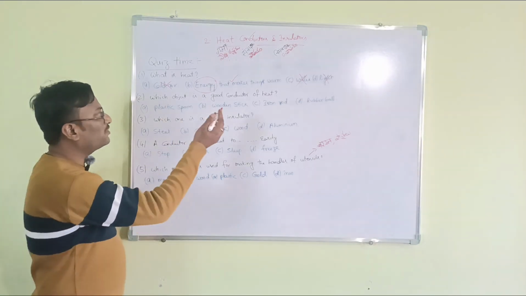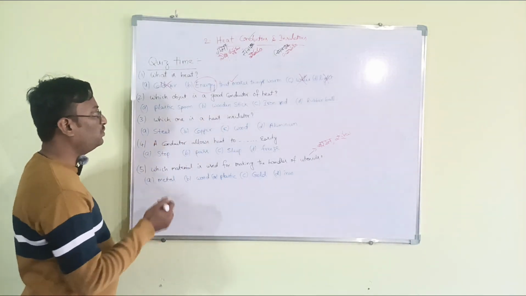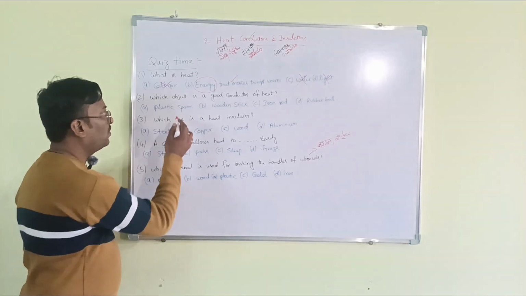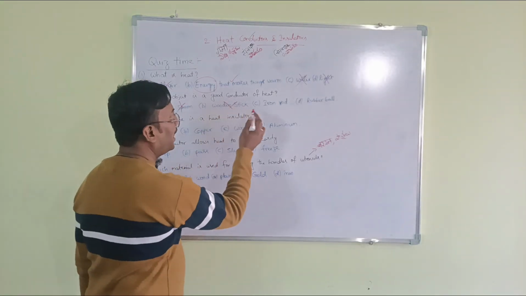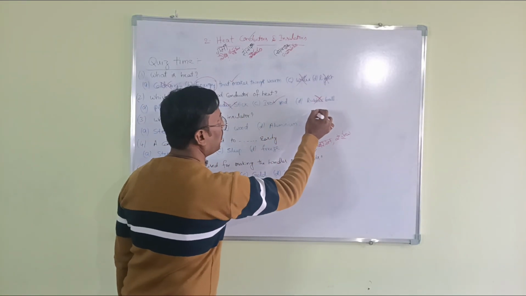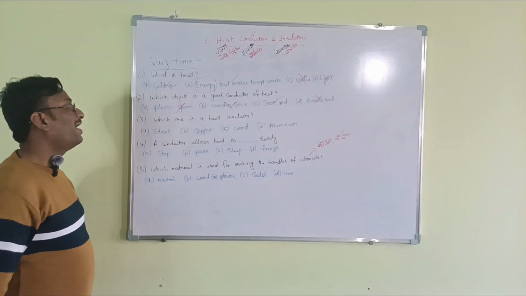Next one, which object is a good conductor of heat? Plastic spoon. Will plastic allow heat? No. Wooden? No. Iron rod? Yes. Rubber? No. So the correct option is iron rod.